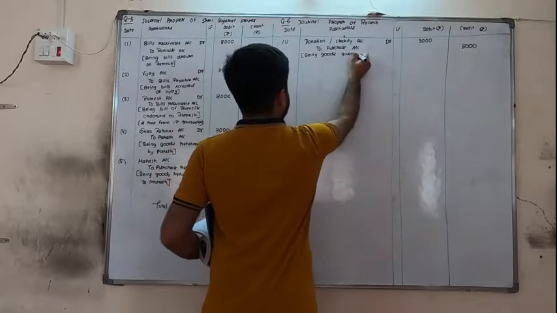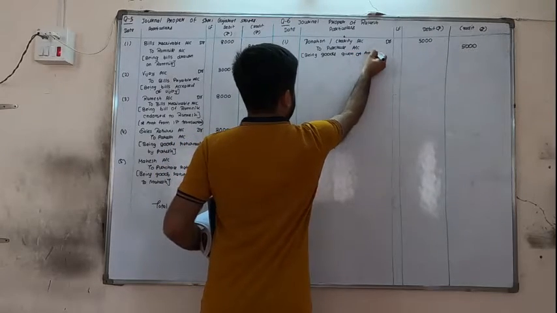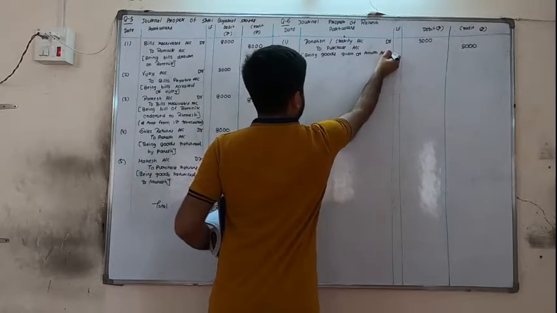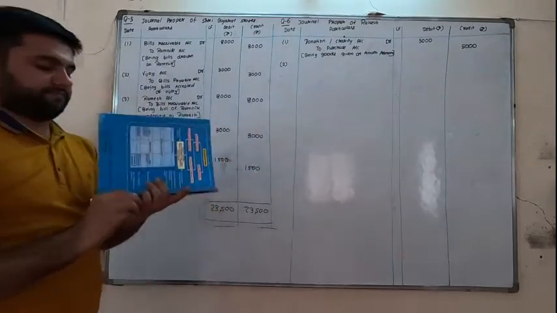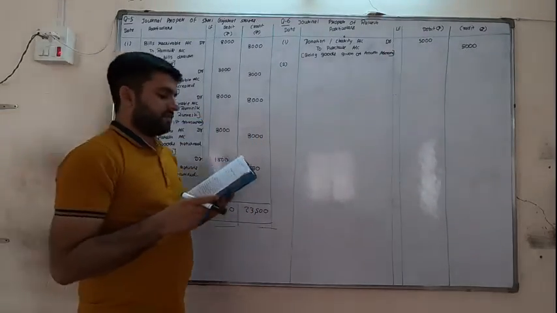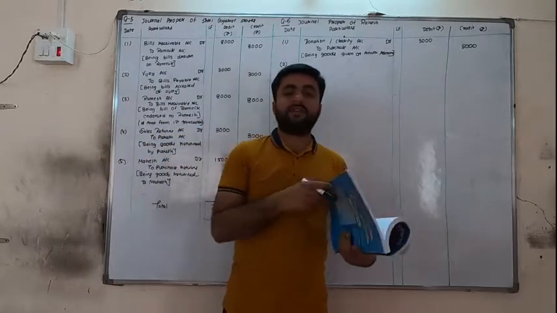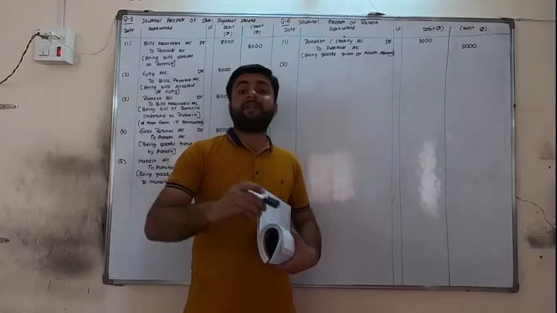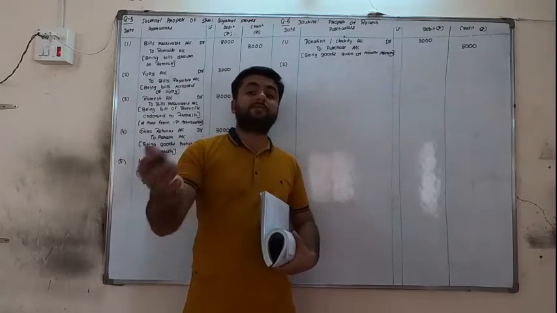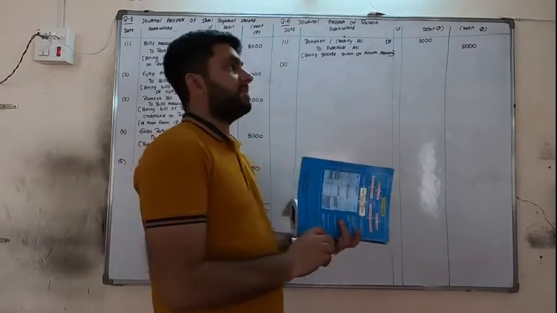Goods given at Anath Ashram. Second, distributed goods of 4,000 as free samples. We are giving the goods as free samples, so it is advertisement for us, and as goods are going out other than sales, purchase will be credited.